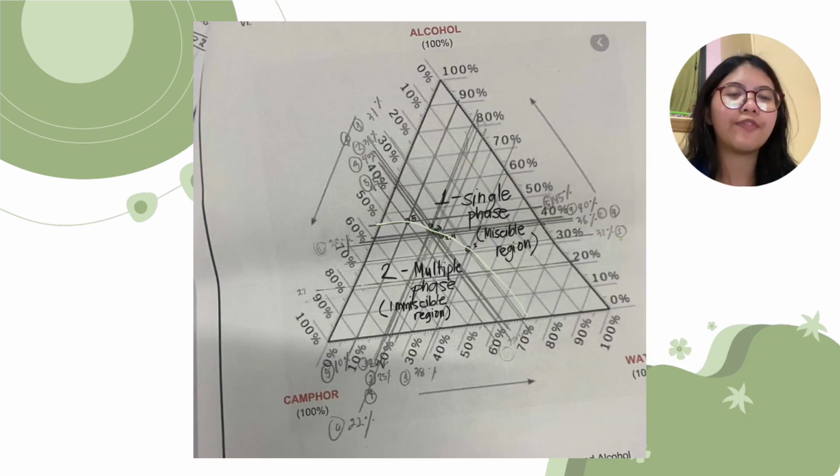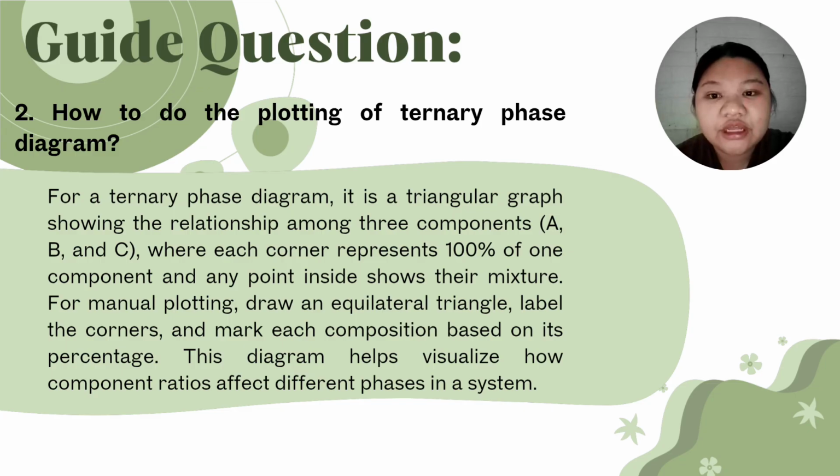This is our ternary phase diagram with our components water, alcohol, and camphor, with our plotted 6 systems showing our binodal curve, and the single phase, which is the miscible region, and the multiple phase inside the binodal curve, which is the immiscible region. For guide question number 2, how to do the plotting of a ternary phase diagram.